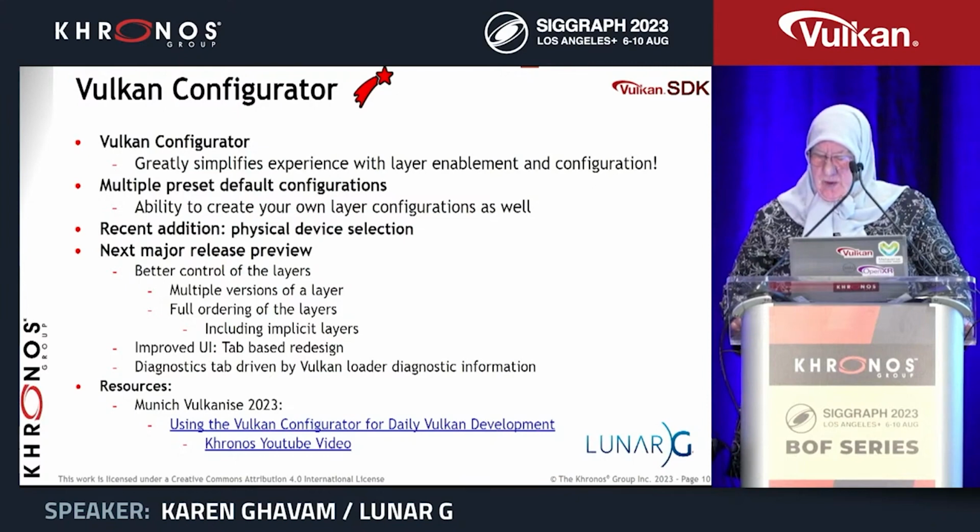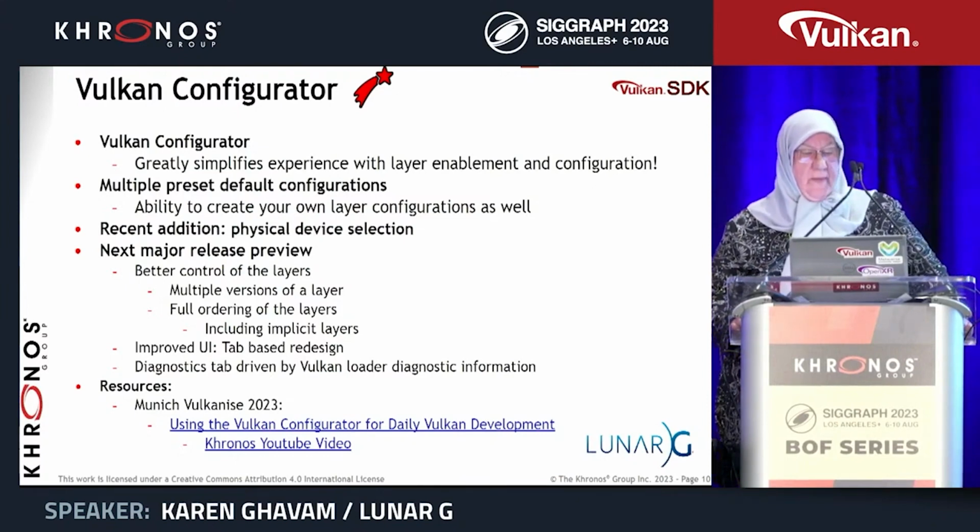The next major release, this is kind of a preview. We're not exactly sure when this is going to come out, but we're going to add better controlling of the layers in terms of you could have multiple versions of a layer. Like what if you wanted 3 different versions of the validation layers to see what's going on? You'll be able to switch through those different versions and run your application. We'll provide full ordering control of the layers, including implicit layers.